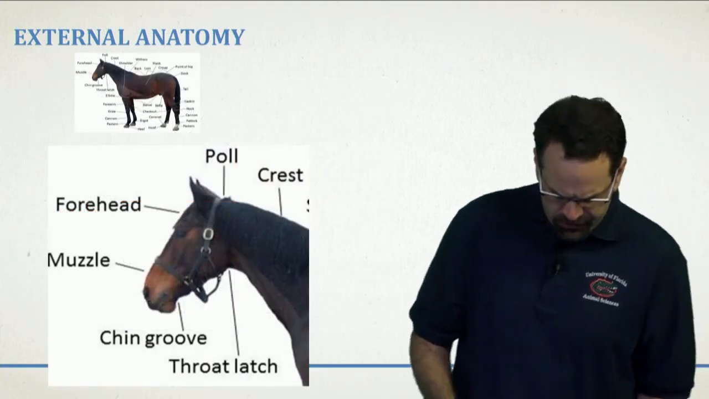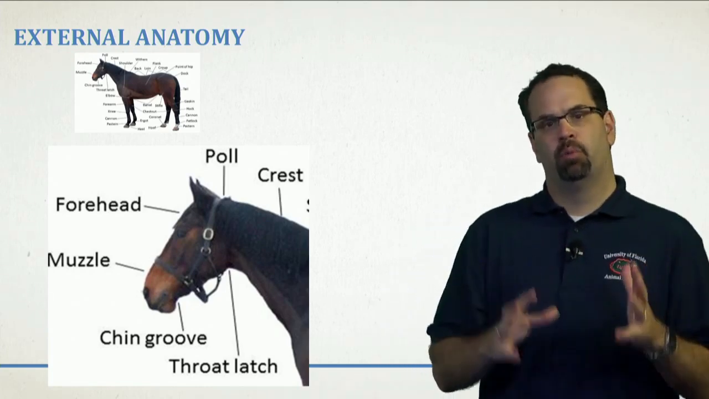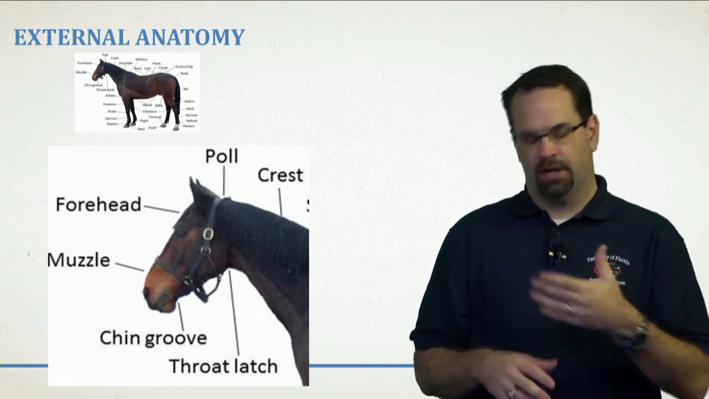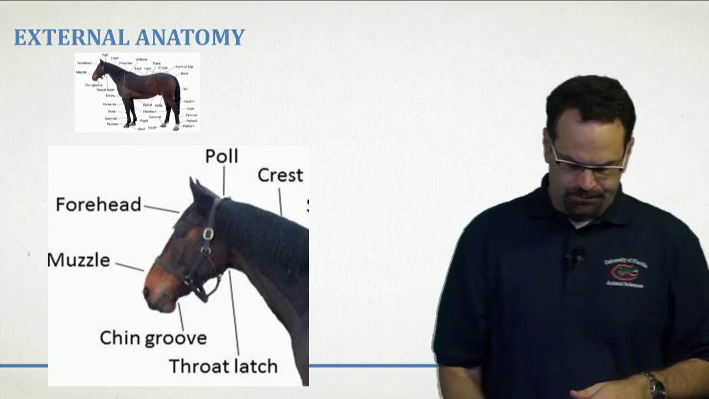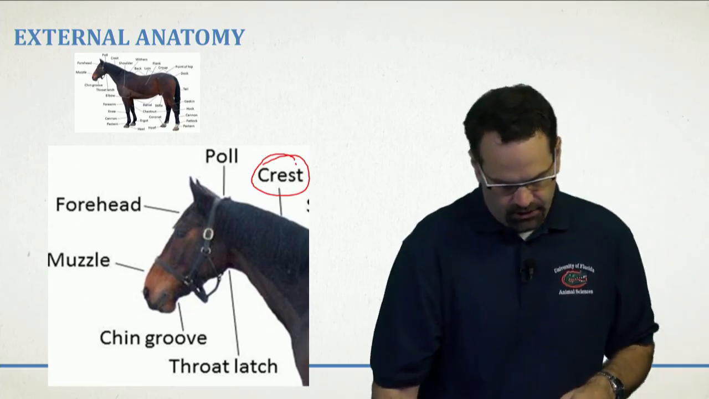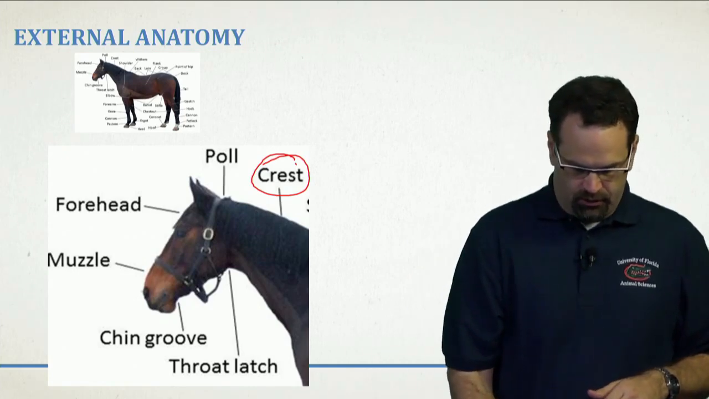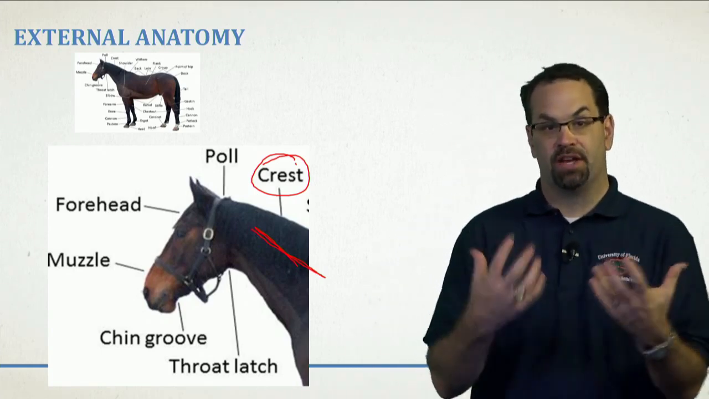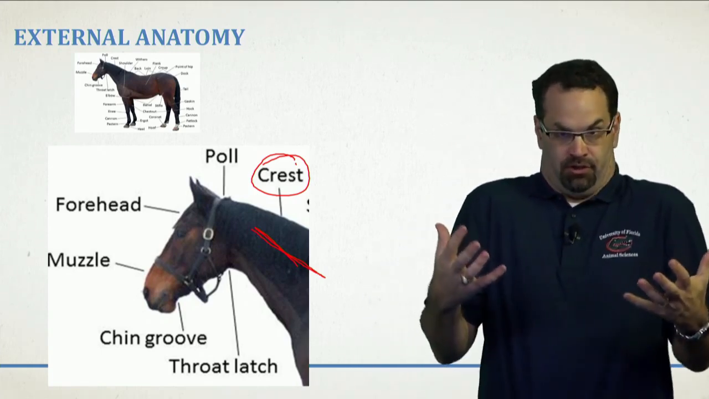Now, if we just focus in on the front portion of the horse, you can start at the bottom of the chin, or what we call the throat latch, working your way over. And I did want to highlight the crest here. And that just is the area running all along down the neck. And sometimes you'll hear people say a horse is cresty. Now, sometimes that means they're arching their neck.